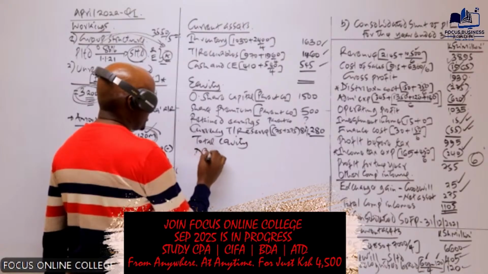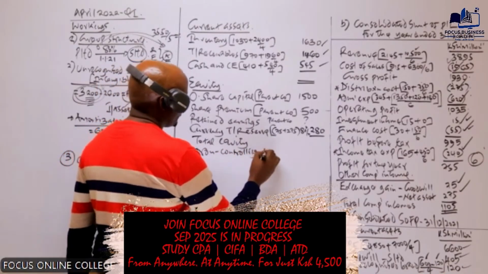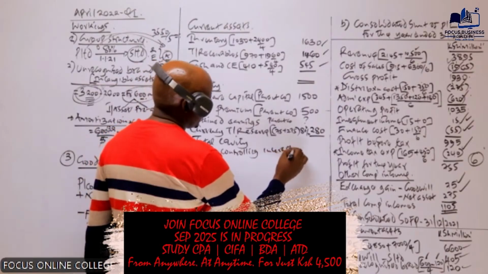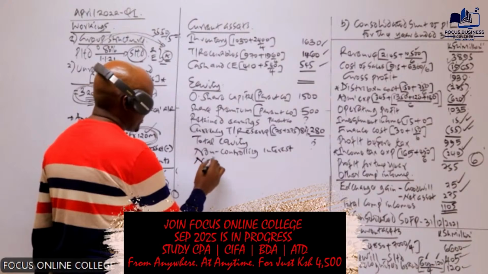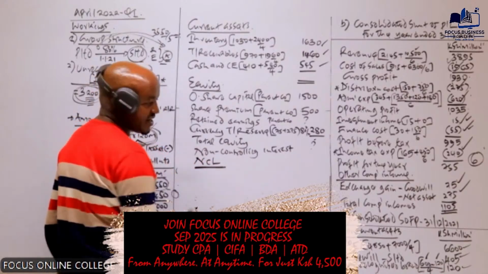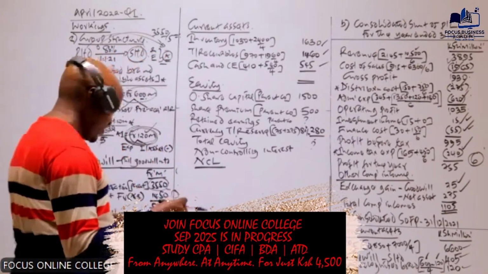Equally below here, there is something else we compute, but no need of computing this one. Then NCI, we just leave it. And then from there, we proceed to record the liabilities. We start with the non-current liabilities.